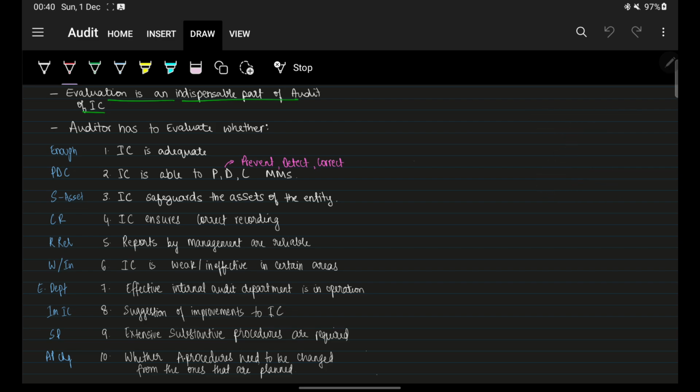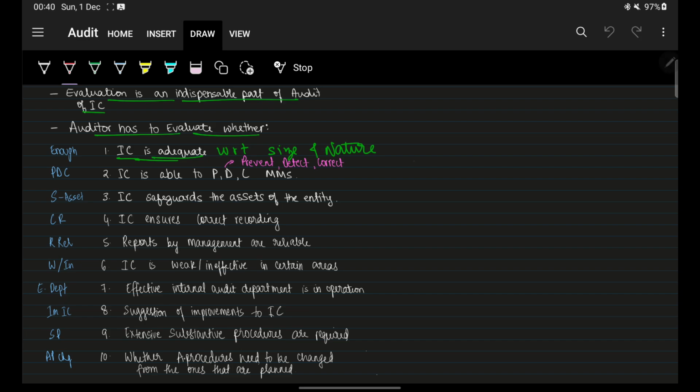Okay, so that is why it is very important that you evaluate whether the internal control is good or not. Okay, so firstly, auditor has to evaluate whether the internal control is adequate. Okay, whether it is adequate or not. With regard to the size, obviously, with regard to the size of the entity, size and nature of entity. Okay, whether the internal control is adequate with regard to the size and nature of the entity.